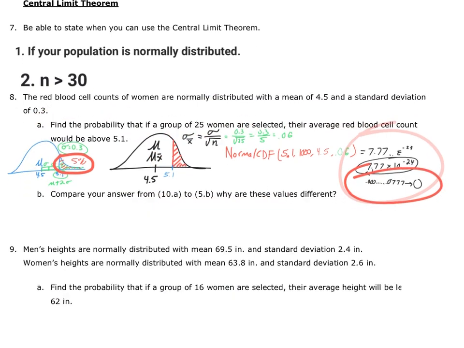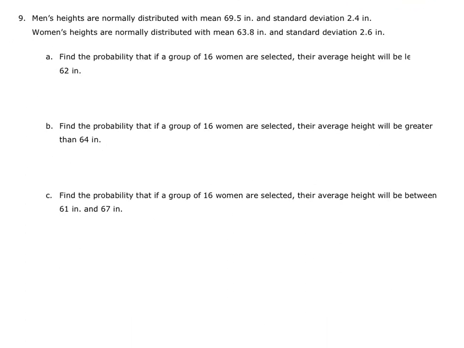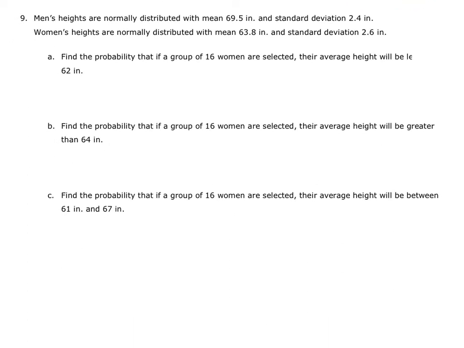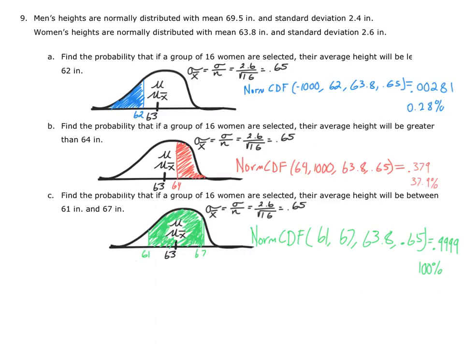All right, let's go ahead and read through number 9 here. Men's heights are normally distributed with a mean of 69.5, standard deviation 2.4, women's 63.8 mean, and 2.6 standard deviation. I'm not going to solve through these problems. We've done multiple problems like this before and videos on multiple problems like this. I will pause the video, add the solutions up here, and hopefully you can see where I came up with those. All right, so I added those 3 solutions there.